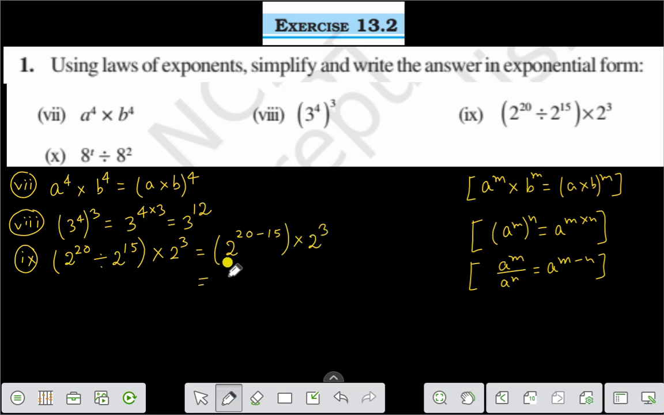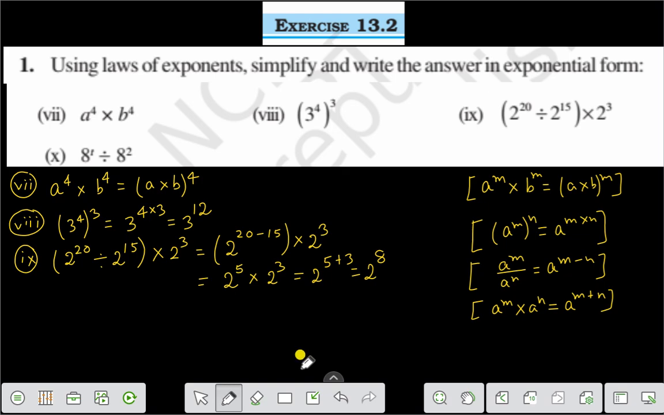Therefore, you can write 2 to the power 20 minus 15, which is 5, into 2 to the power 3. Since the bases are the same, you can use this formula: a to the power m into a to the power n is equal to a to the power m plus n. We'll apply this formula here. Then we are getting 2 to the power 5 plus 3, and then you are getting 2 to the power 8, right? That is question number 9.